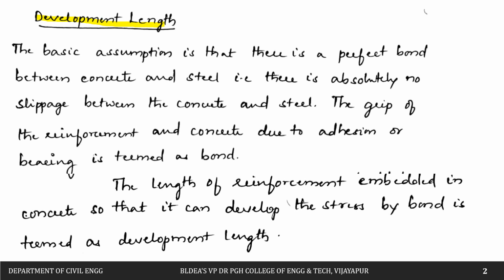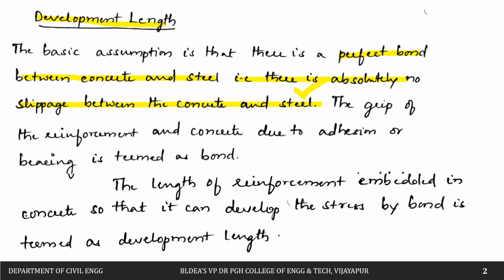Generally, when we design any RCC structure, we assume that there is a perfect bond which exists between the concrete and steel. That means there is no slippage. We assume that there is no slippage. So whatever forces come on the concrete will be transferred to the steel. So steel takes part in taking the load.